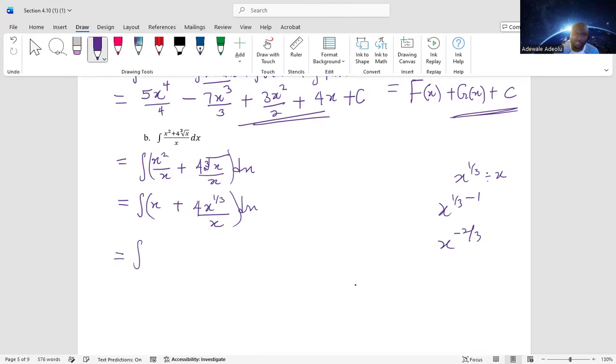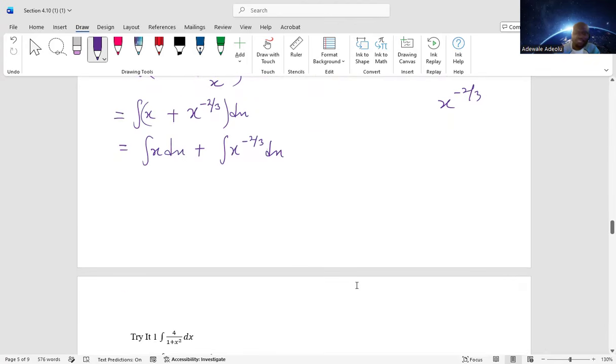So we have the integral of x plus x to the negative 2 over 3 dx. And by the property we just learned, we can separate them. So that is the integral of x dx plus the integral of x to the negative 2 over 3 dx. If we find the antiderivative now, using the power rule, we can do that.